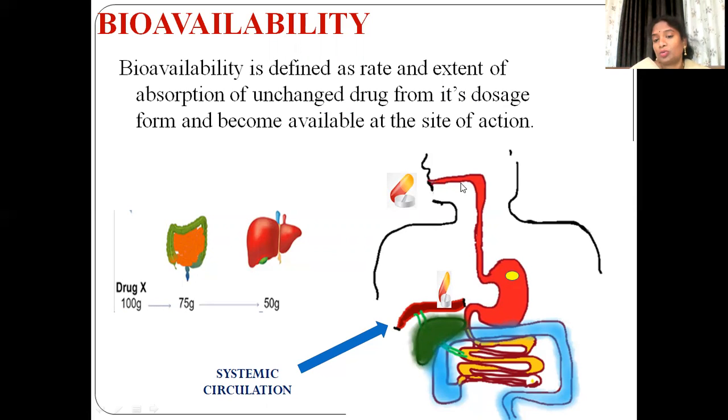After the mouth, it reaches through the esophagus to the stomach. Here the drug you are taking will be disintegrated. Disintegrated means the drug breaks down into particles. Those particles are again disaggregated and dissolved within the stomach. In the gastric medium, the drug is dissolved. After dissolution, what will happen? The drug reaches the small intestine.